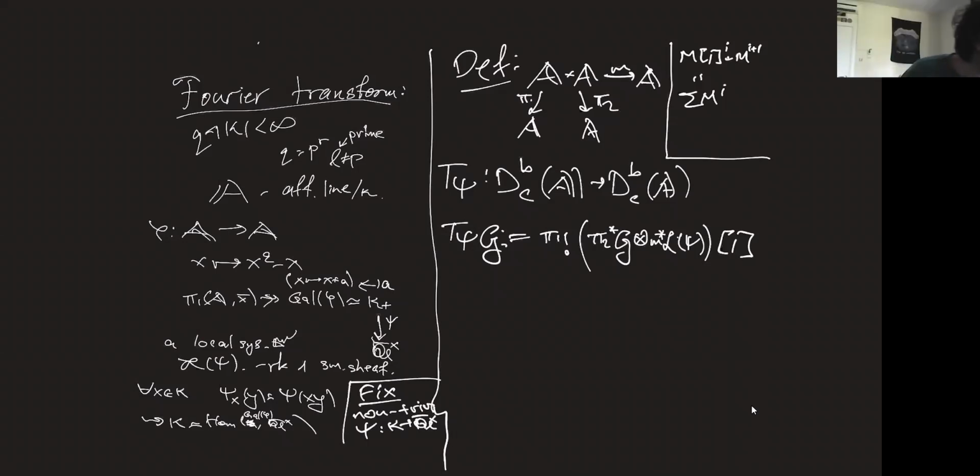Maybe just a small lemma. I'm not even sure if I should say this. Whatever. For every a in K, we have a map from A1 to A1, which takes x to ax. Let's call it lambda a. Then if you pull back.